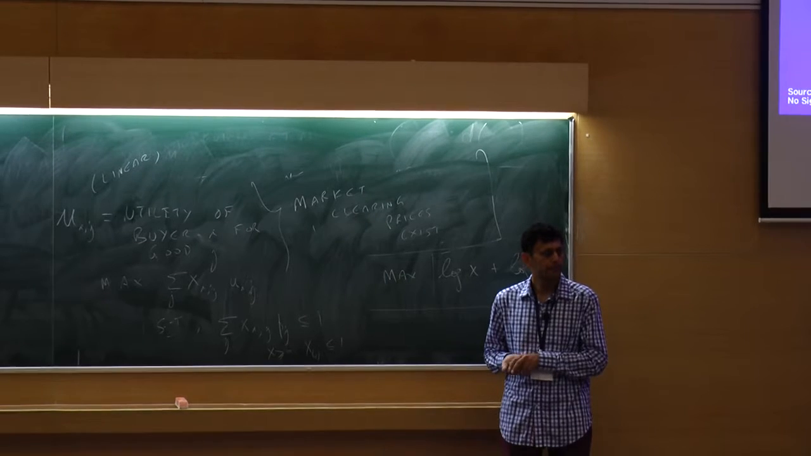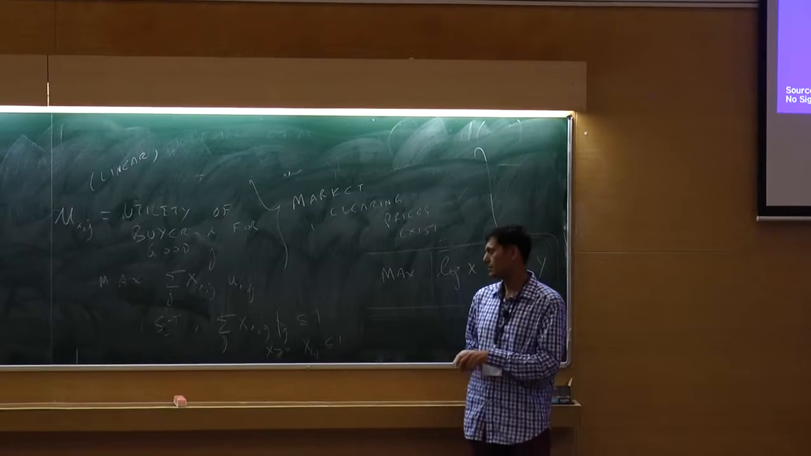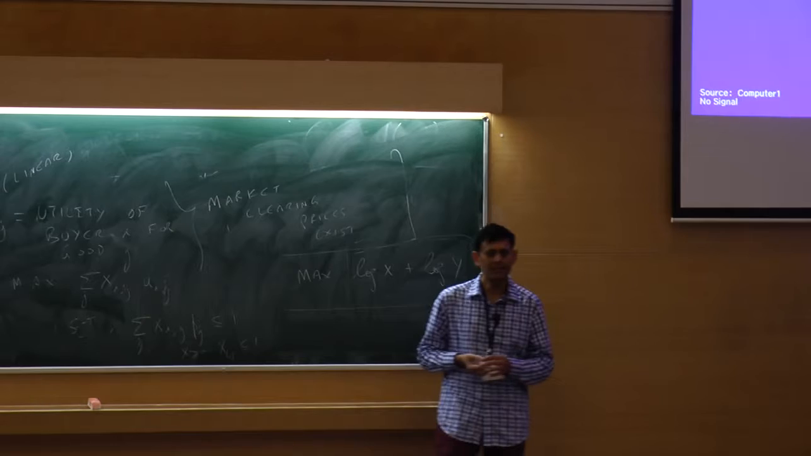It's not necessarily either 0 or 1. You're allowing people to buy part. Yes, Xij need not be exactly 0 or 1.